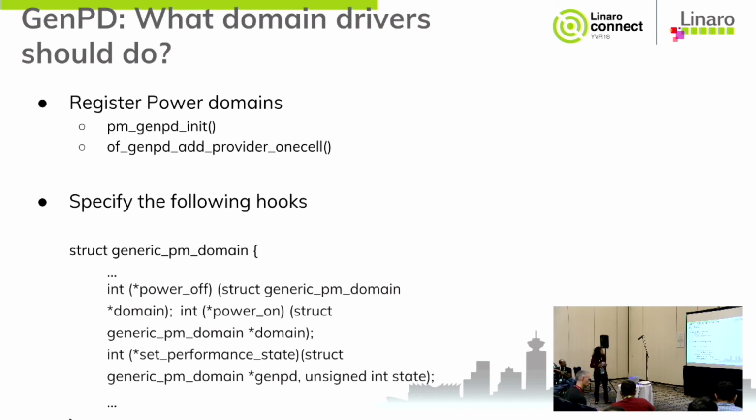Okay, so in the kernel, there has to be a little bit of platform-specific code that deals with the platform-specific part of powering down the power domains. So there is the power off hook and the power on hook, which have to be specified by the platform-specific code. And also an init of the power domains has to be done using pm_genpd_init.